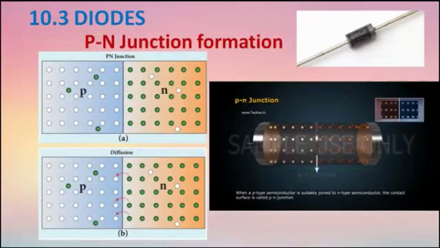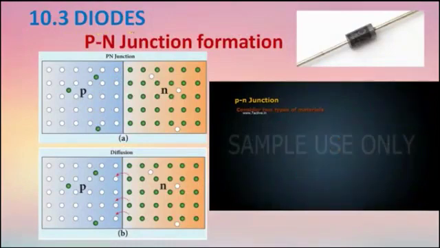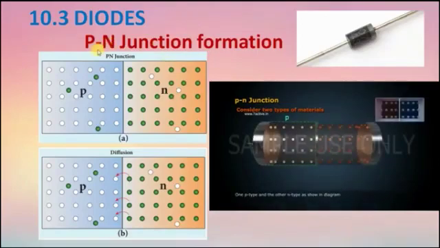So the diode is one of the devices. It is mainly used for sending the current in one particular direction. First, we are going to see the PN junction formation. In the PN junction formation, let us consider an intrinsic semiconductor. We consider an intrinsic semiconductor of silicon or germanium.